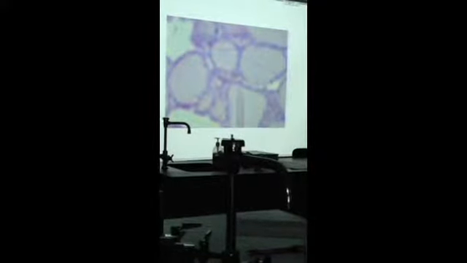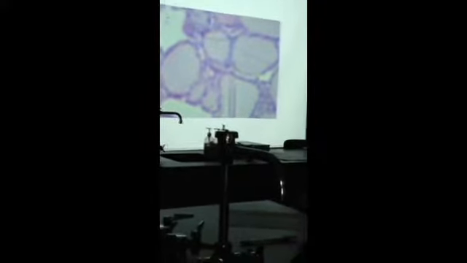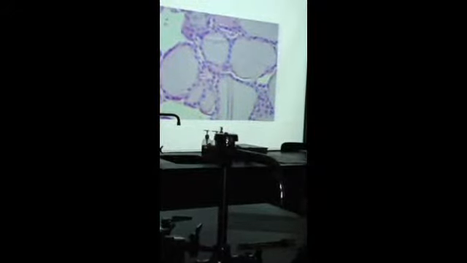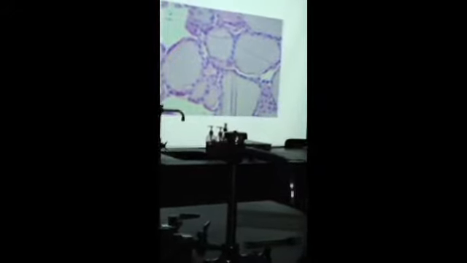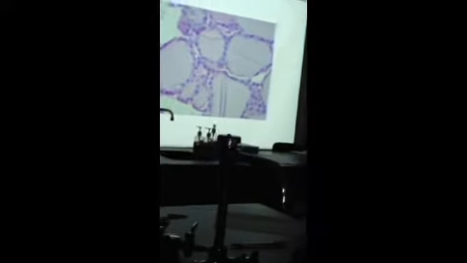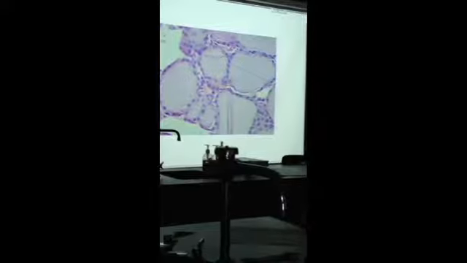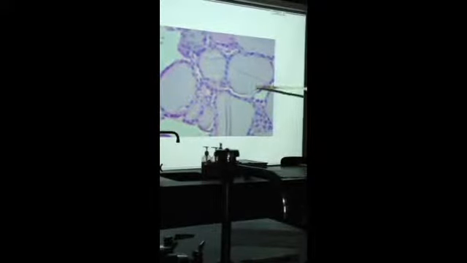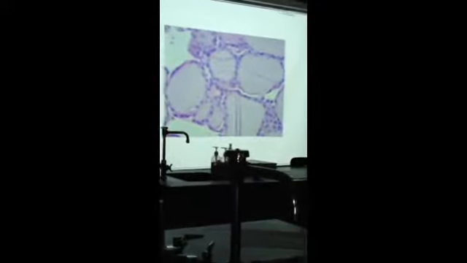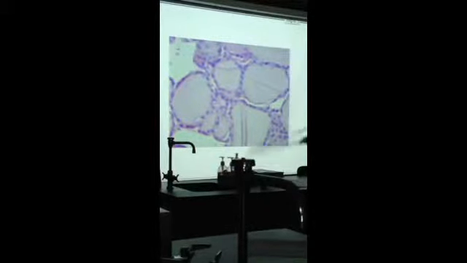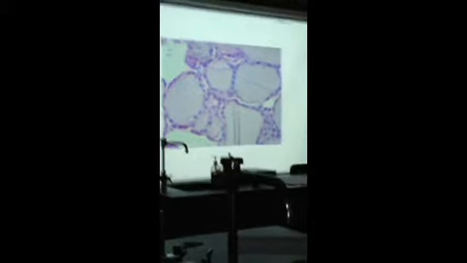You can see it here, roughly. See if you can focus. These little dots that you see here, these are the nuclei of the follicle cell. The whole structure then is the follicle. Again, it's these follicle cells that produce T3 and T4.